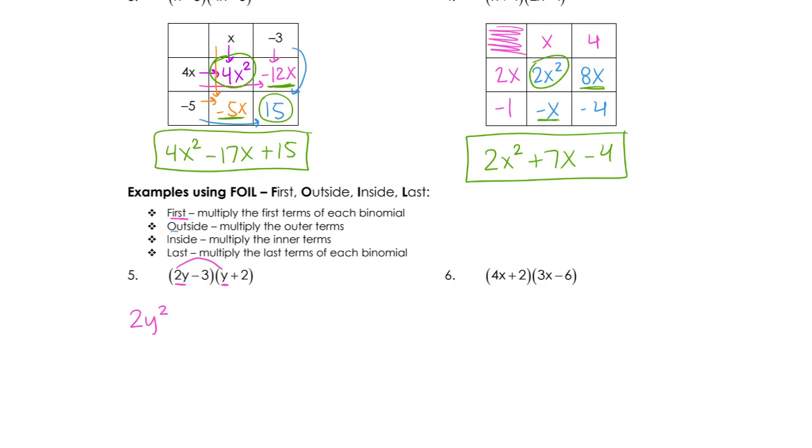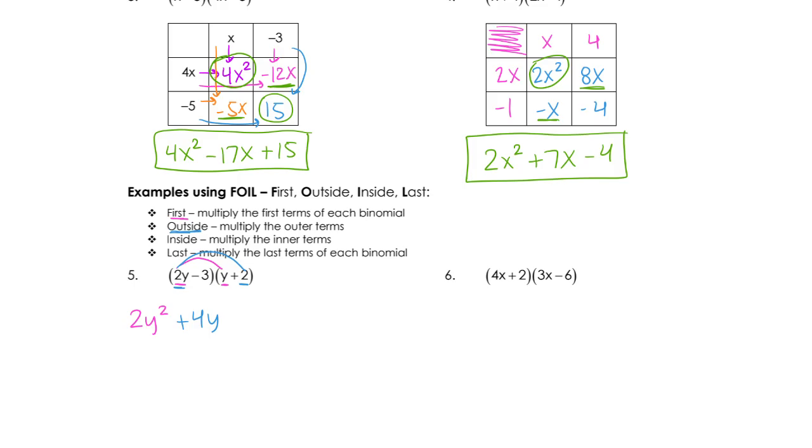Then we have outside, multiply the outer terms. So I always say they're the 2 that are farthest away from each other. So that would be 2y and 2. So then I distribute there. So then you can kind of see we took 2y right here and we distributed it to the second parenthesis, just like we did in that first method. So with that being said, 2y times 2, let me get my blue pen back here, 2y times 2 would give me plus 4y.